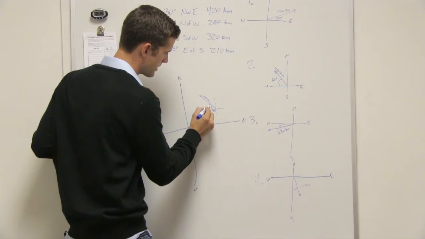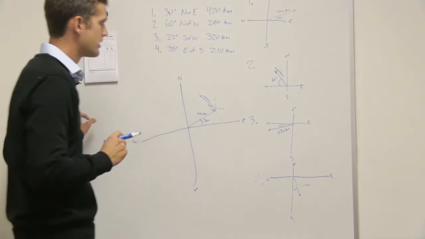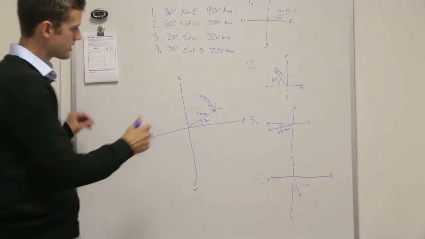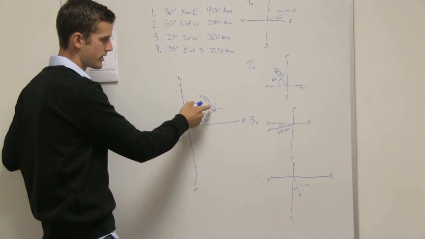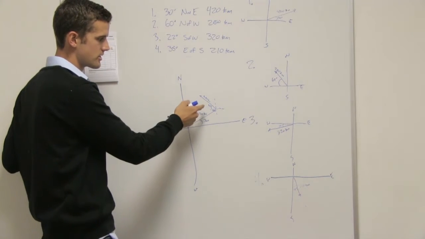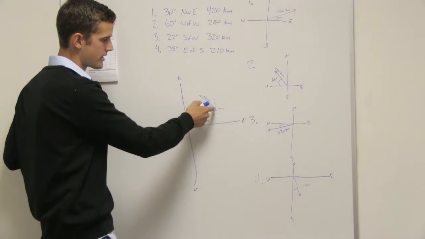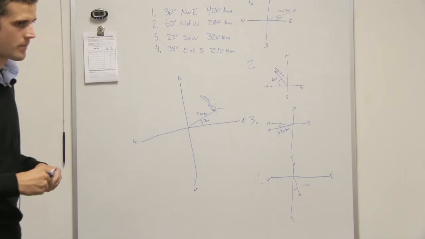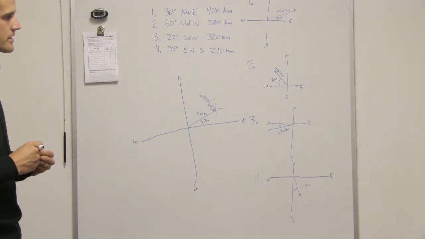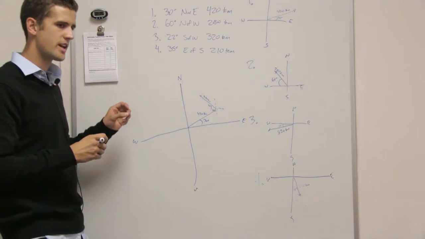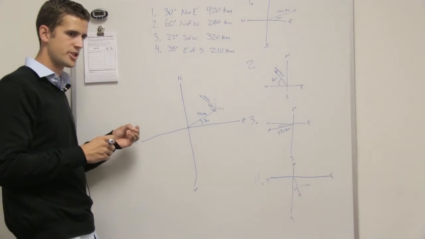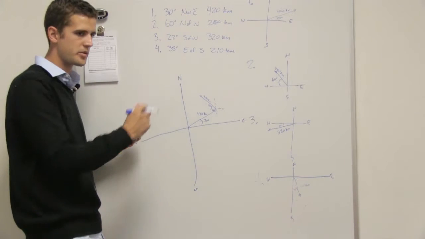That's 60 degrees north of west. And this is still true, right? This is still 280 kilometers and 60 degrees north of west, even though it doesn't start at the origin. It starts out here. It's still the same vector. That's the great thing about vectors: unless you tie them down and say that they start at the origin, you can move them around wherever you want.